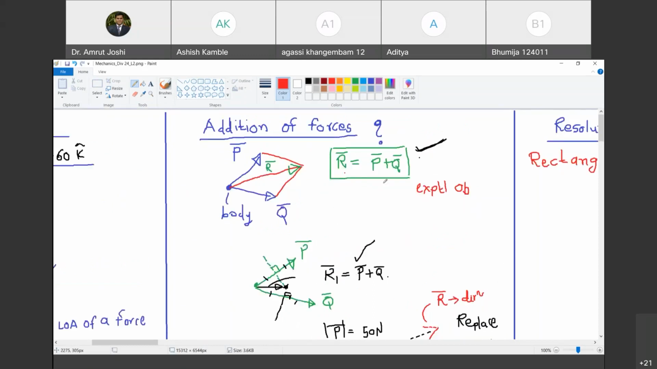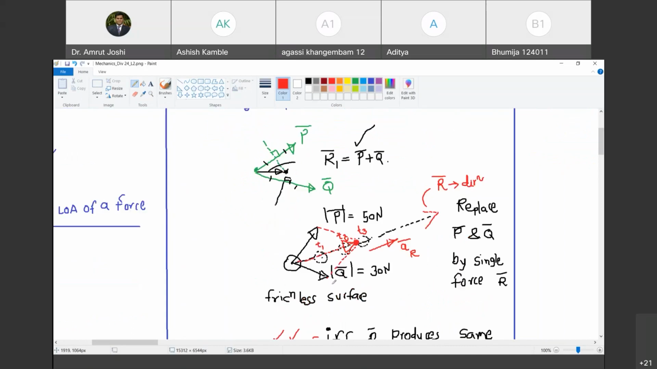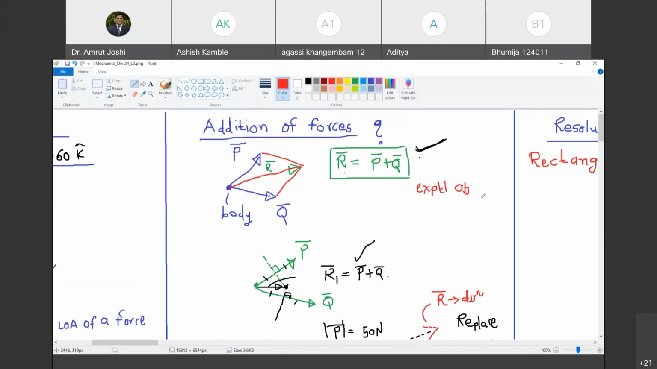Every time R bar turned out to be the diagonal of the parallelogram. So therefore, we now believe, based on our experimental observations, that the forces do get added up by something called the parallelogram law. Are you with me? Yes, sir.